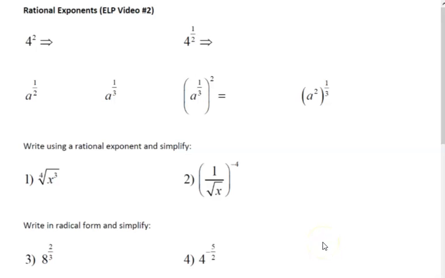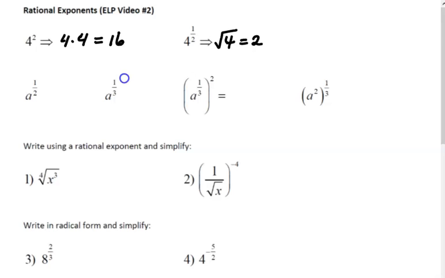We know that 4 squared is 4 times 4. But what is 4 to the 1/2 power? Well, 4 to the 1/2, when the 2 is in the denominator here, instead of treating it as a power, it's a root. In this case, the square root. So what we want to know is what number multiplied times itself twice gives me 4. So in this case, the answer is 2.